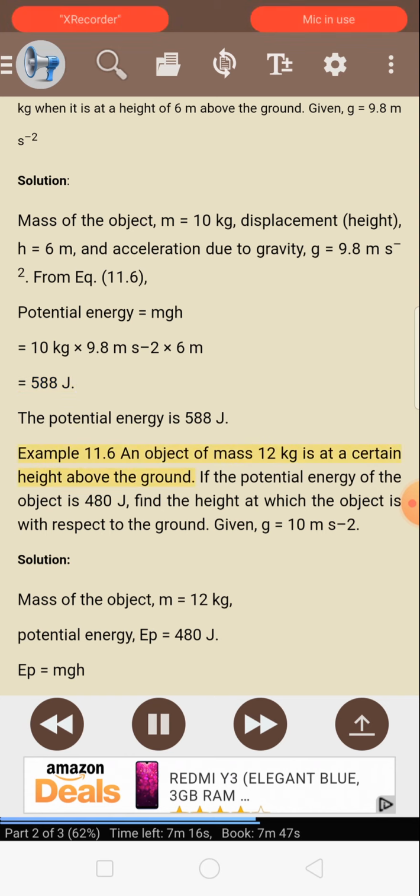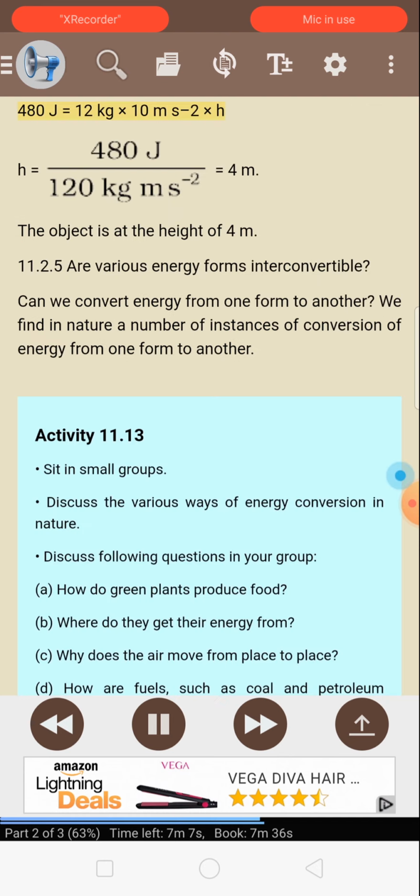Potential energy EP equals 480 J. EP equals mgh. 480 J equals 12 kilograms times 10 meters per second squared times h. h equals 4 meters. The object is at the height of 4 meters.